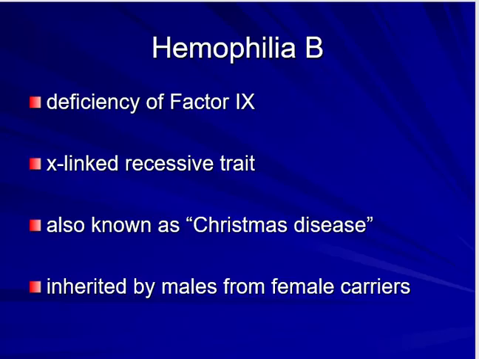So hemophilia B is a deficiency in the blood clotting factor 9, known by the Roman numeral IX. Again, another X-linked recessive trait inherited by males from the female carrier, also known as Christmas disease. I'll have to research that a little further because I'm not sure why they're calling it a Christmas disease.